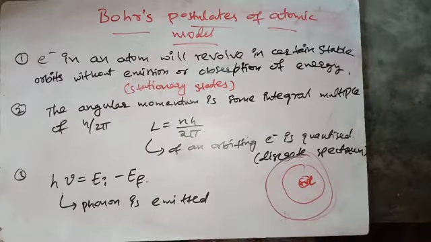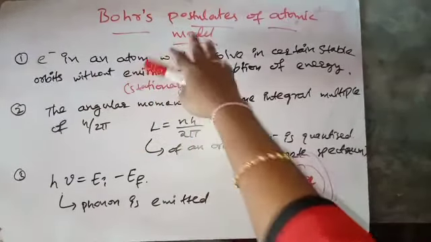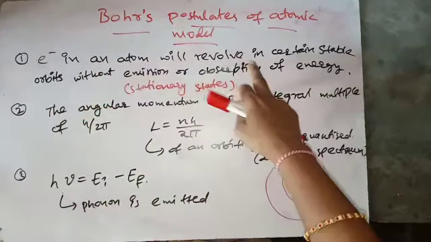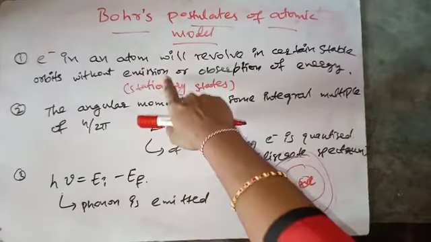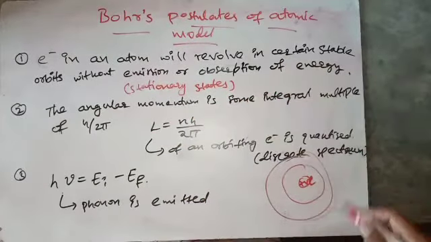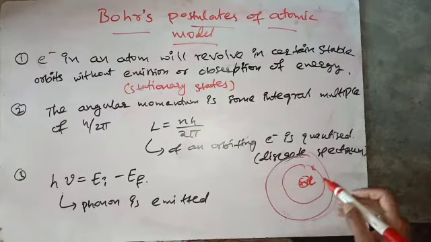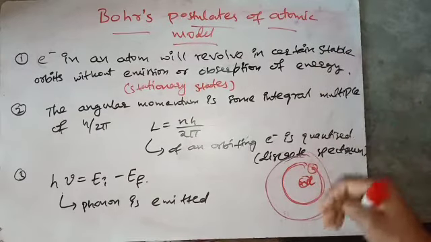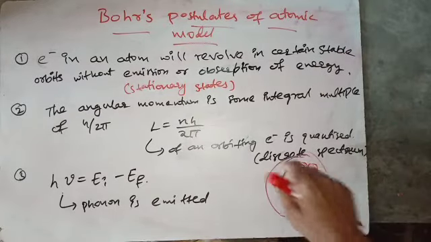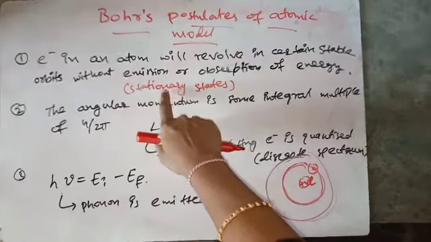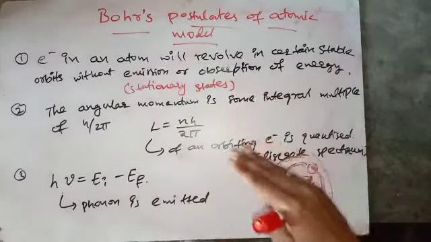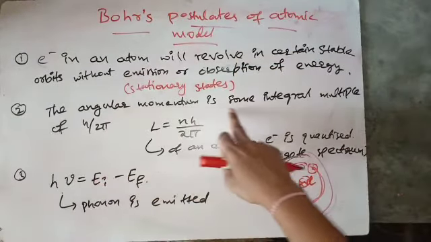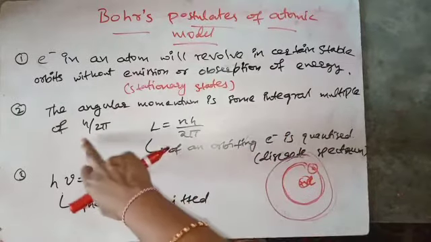It remains constant. So according to Bohr, the first postulate is that an electron in an atom will revolve in certain orbits without emission or absorption of energy. Whenever the electron is revolving in this orbit, it won't emit or absorb any energy. These energy levels are known as stationary states.